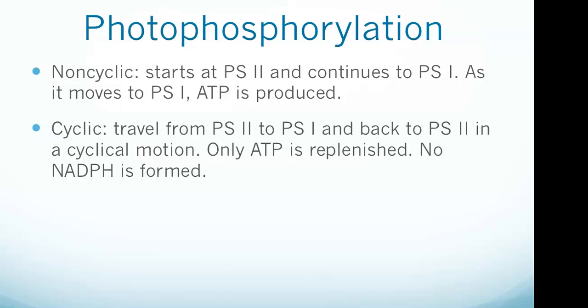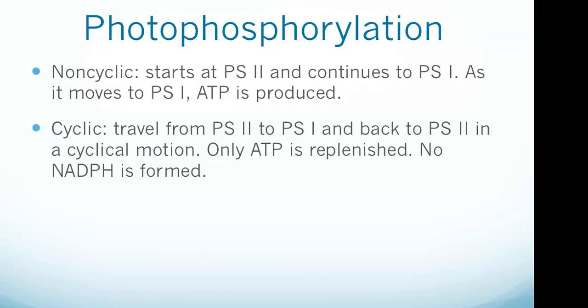Photophosphorylation occurs in the thylakoids and involves both photosystem 1 and 2. A photosystem is a group of closely associated pigment molecules that help in converting solar energy into chemical energy, also referred to as a light harvesting complex. It has two types, which are non-cyclic and cyclic. So we'll go over each of these.